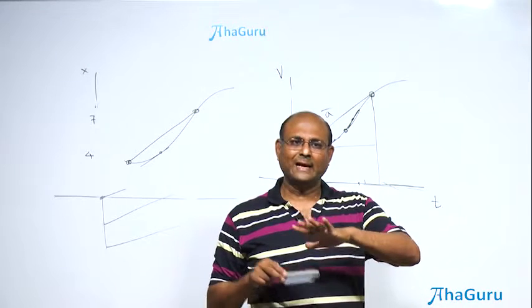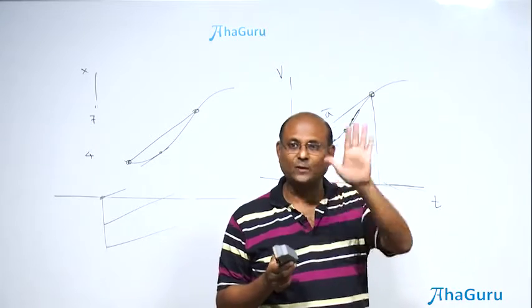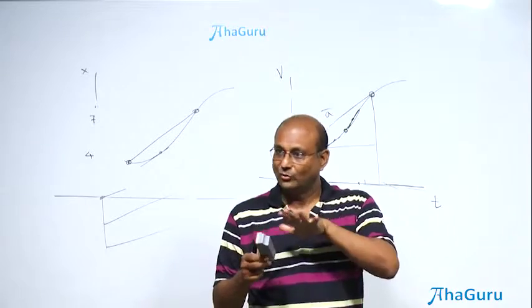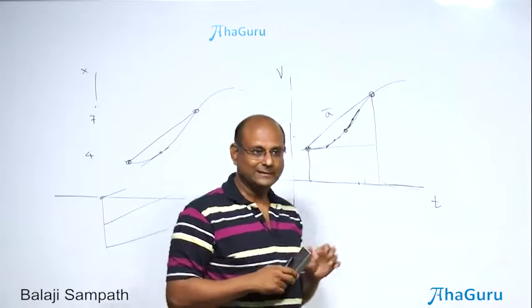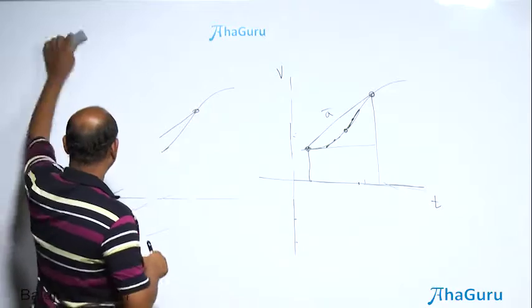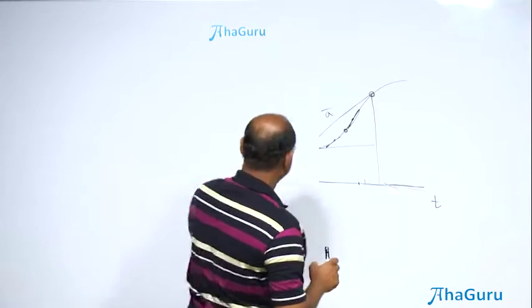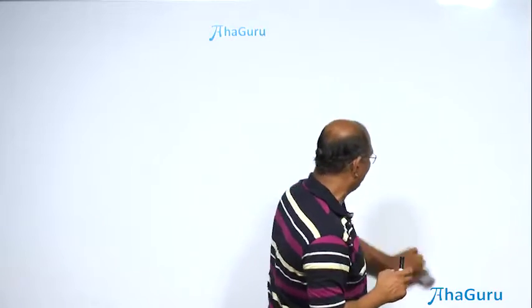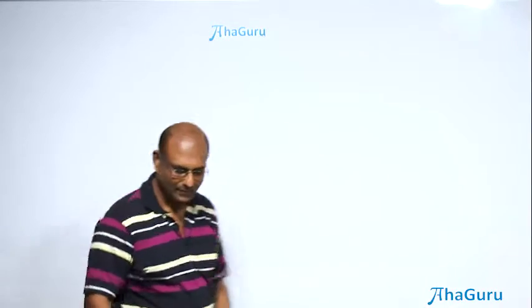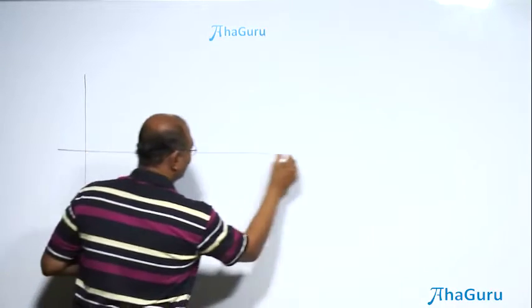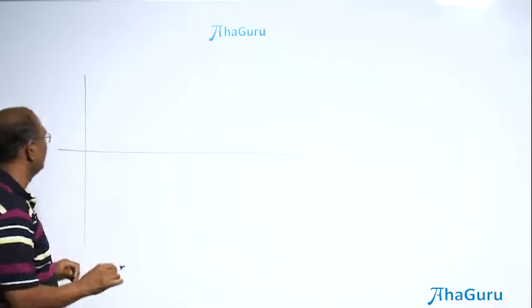So from the xt graph, can you visually see the v? I'm not asking about the vt graph. Can you look at the v? Yes? Okay. So let us quickly try and analyze one of the xt graphs and see whether we can figure out the v very broadly.